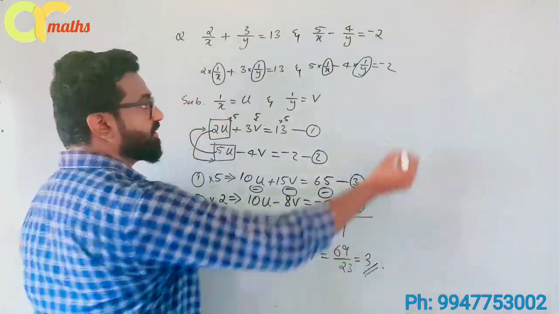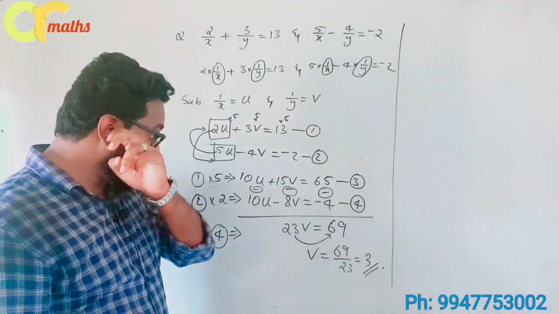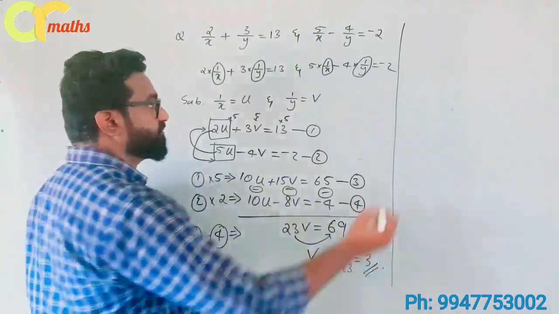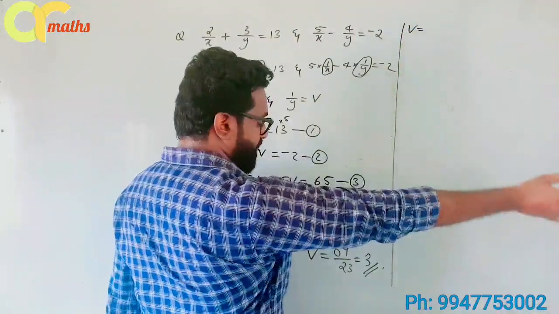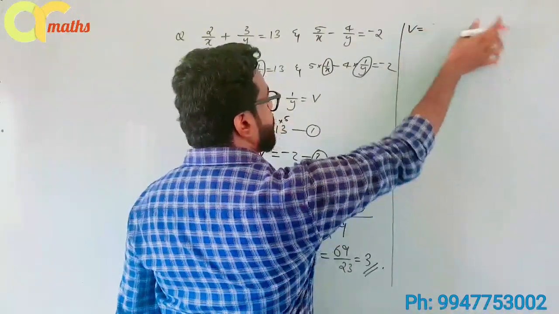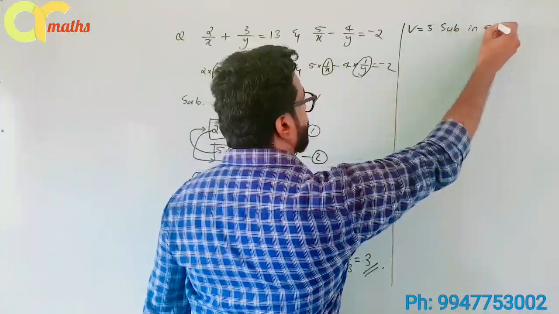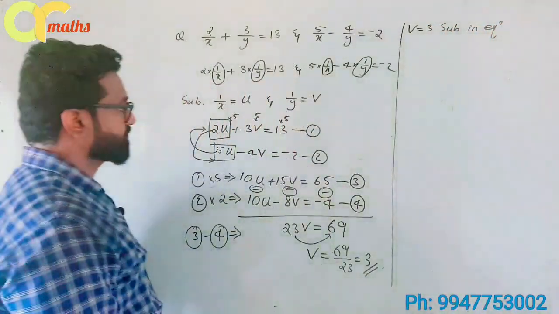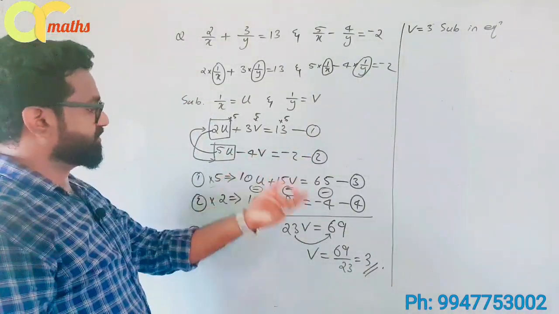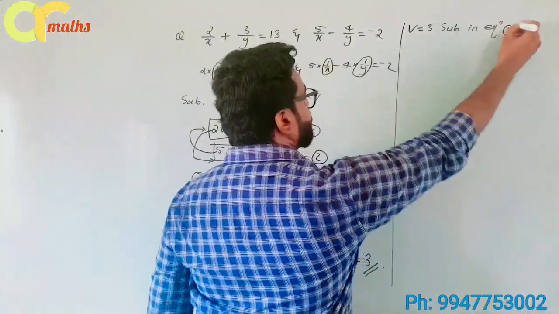Ready? You got v equal to 3. Then how to find the value of u? So v equal to 69 divided by, v equal to 3. Substitute in equation 1, 2. You can substitute any equation, and I substitute in the first equation, equation 1.